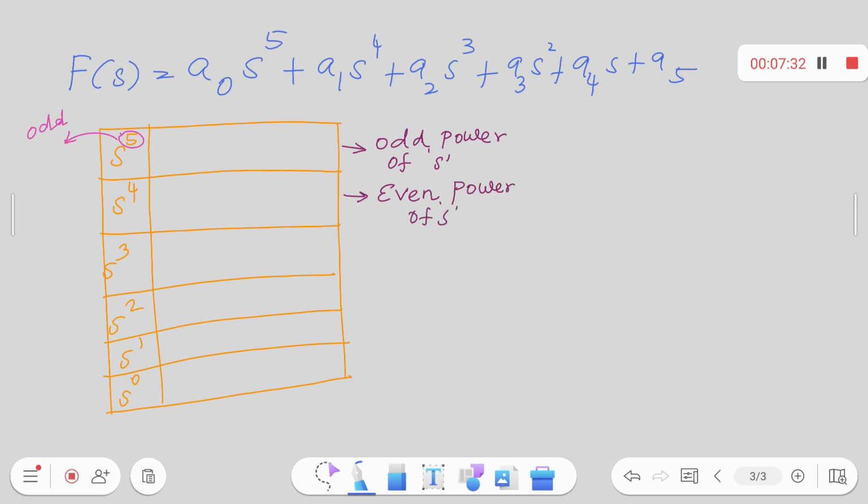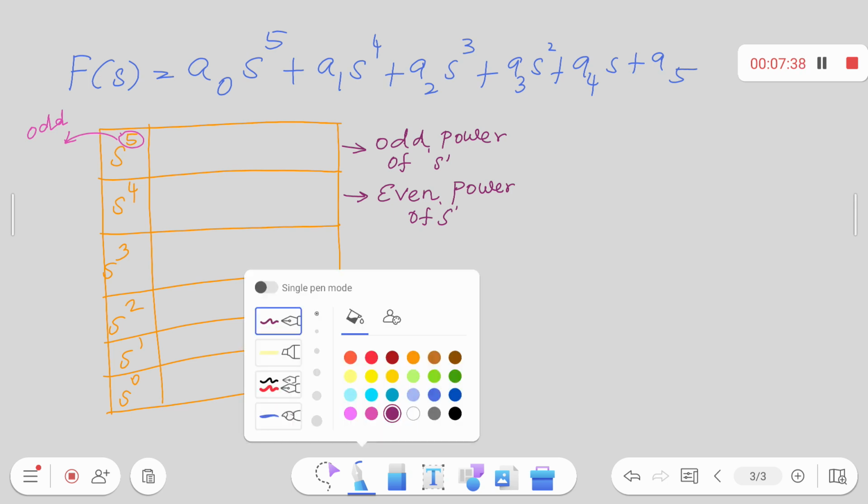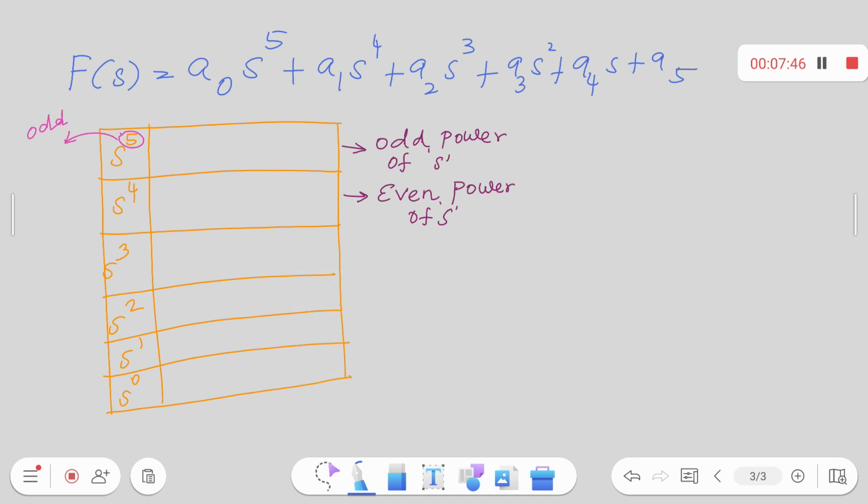Then I should fill even power of s coefficients. Suppose the highest power of s is even, first you should fill even power of s followed by odd power of s. In this case my highest power of s is odd, so I need to fill odd power of s coefficients, then I need to fill even power of s coefficients. So my odd power of s coefficients are a0, a2, then a4.